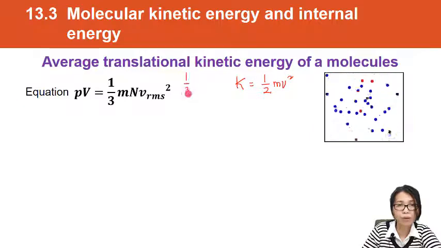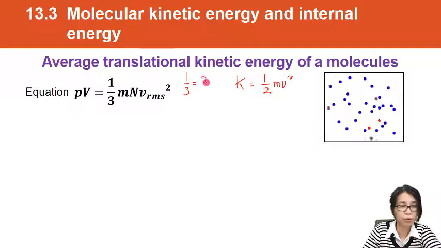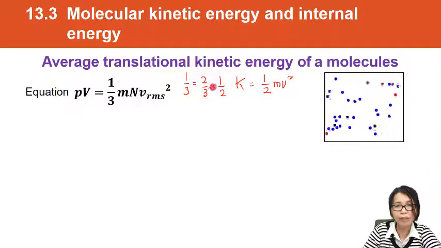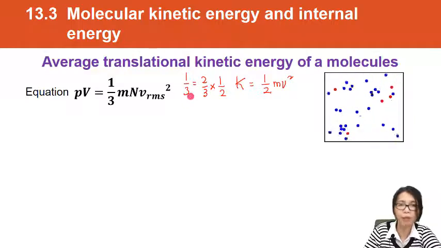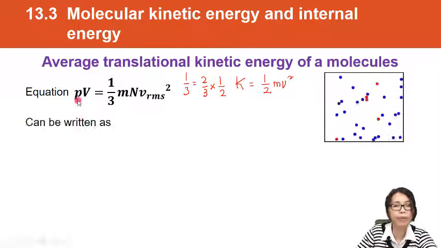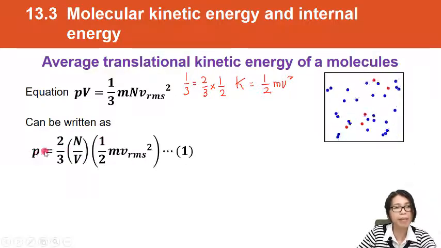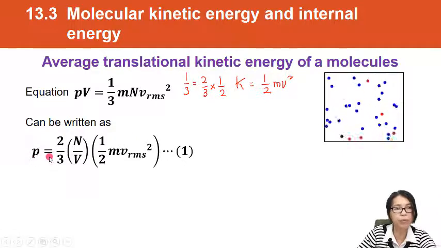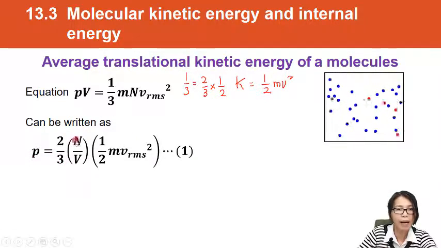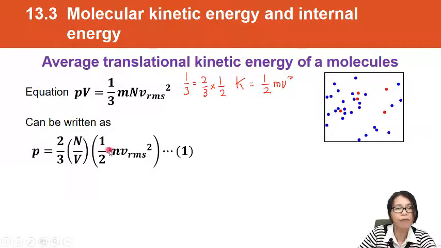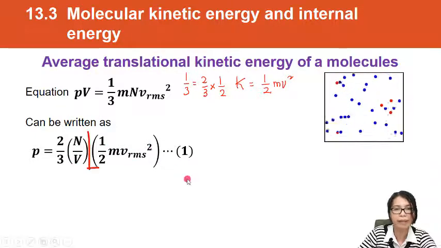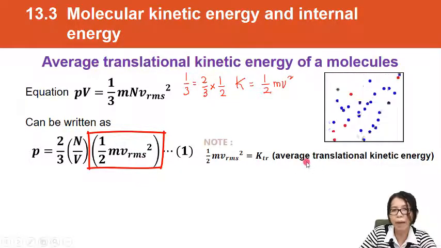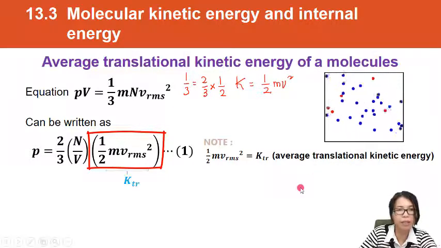So 1 over 3 can be written as 2 over 3 multiplied by 1 over 2. If we write 2 over 3 times 1 over 2, we will get back 1 over 3. So class, we can rewrite the above equation as P equal to... I bring the volume to the right hand side, so I can write it as pressure equal to 2 over 3, N over volume, half mv squared. The term half mv squared actually represents our average translational kinetic energy.